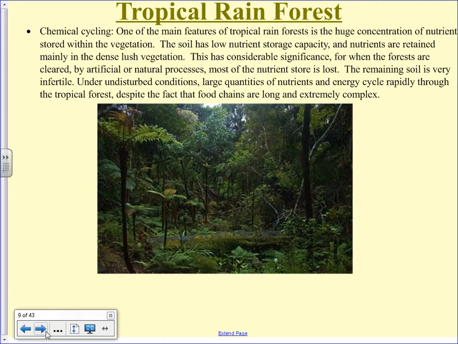Chemical cycling, or the cycling of nutrients. Stuff breaks down really, really fast in the tropical rainforest because it's hot and it's wet. Those conditions lead to the growth of fungus, decomposing insects and other organisms, as well as bacteria. All of those things help to decompose dead plants and animals very, very fast.